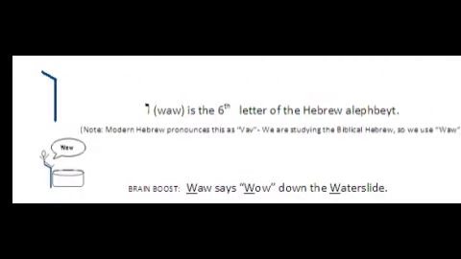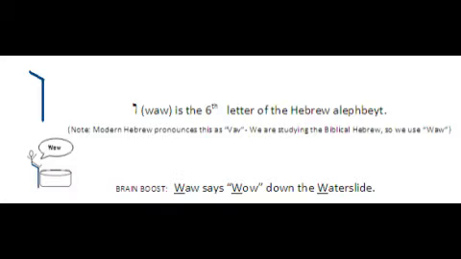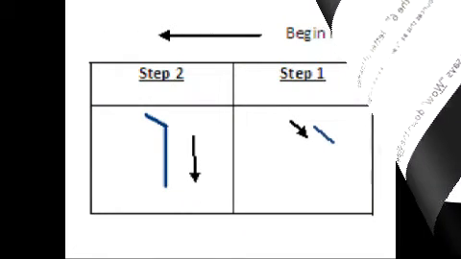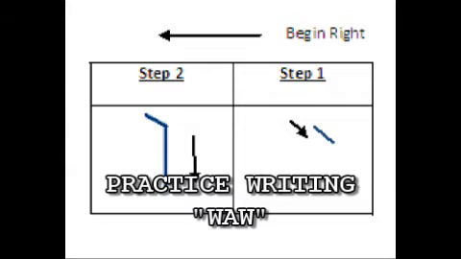Wa. Wa is the 6th letter, and this is important. You will hear a lot of people who speak modern Hebrew pronounce this letter Vav, but keep in mind we're studying biblical Hebrew, so we will say Wa. This one kind of resembles to me a water slide if I had to think of a W sound. So we have Wa says wow down the water slide. Wa is really easy. There are only 2 steps, as you see there, so you can go ahead and practice your Wa.